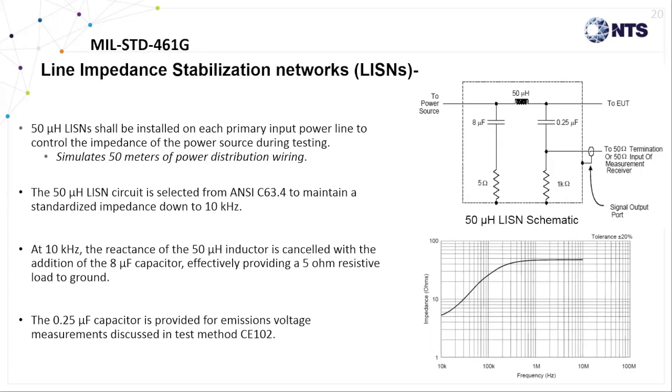The impedance curve shown just below this represents the typical characteristics of a 50 microhenry inductor across its frequency range from 10K to 10 meg. As you can see, it's fairly ineffective at low frequencies, but the impedance increases as you get higher in frequencies.